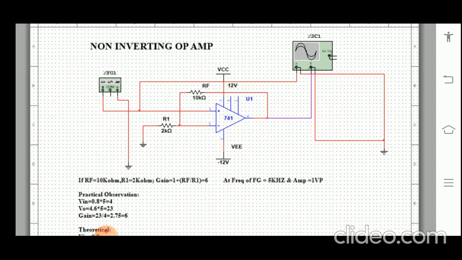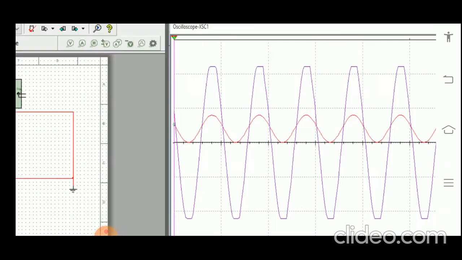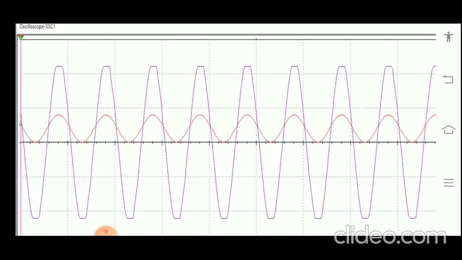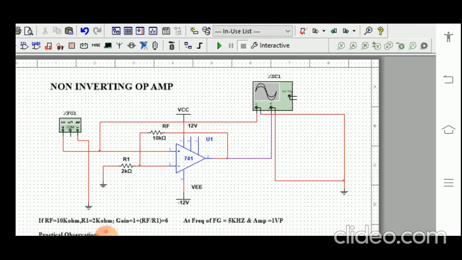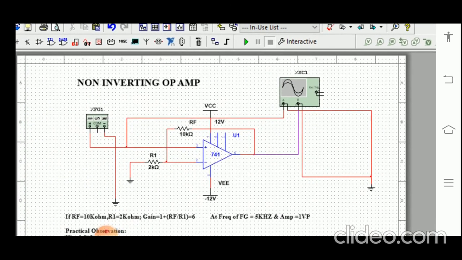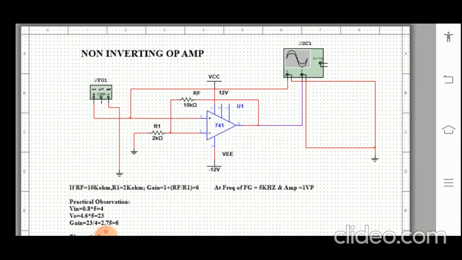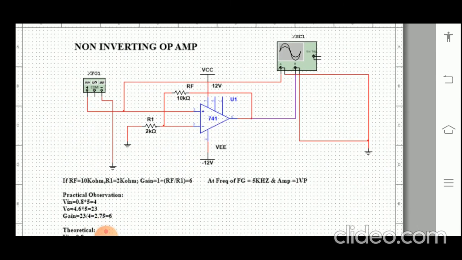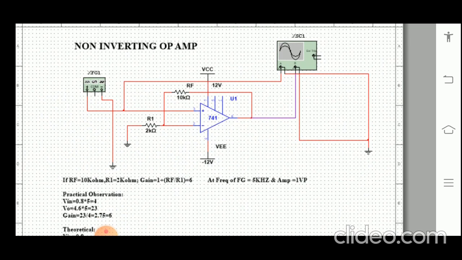So we have the gain formula, 1 plus RF divided by R1. When we put both values in, we are getting the corresponding value. So here the gain will be 6. Manually we are getting the gain as 6, and the practical observation will also give you 6.